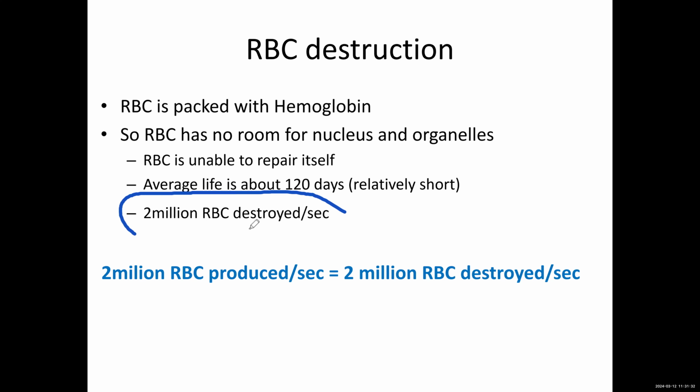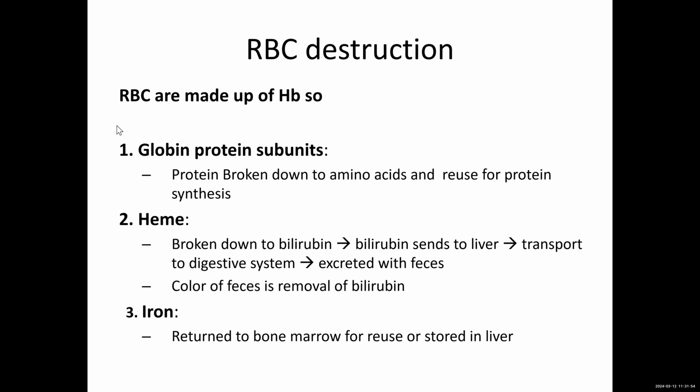So that keeps your red blood cell count constant, right? So 2 million produced and 2 million destroyed every second. So that keeps your body in balance, so you don't lose your RBCs. So what is this RBC made of?